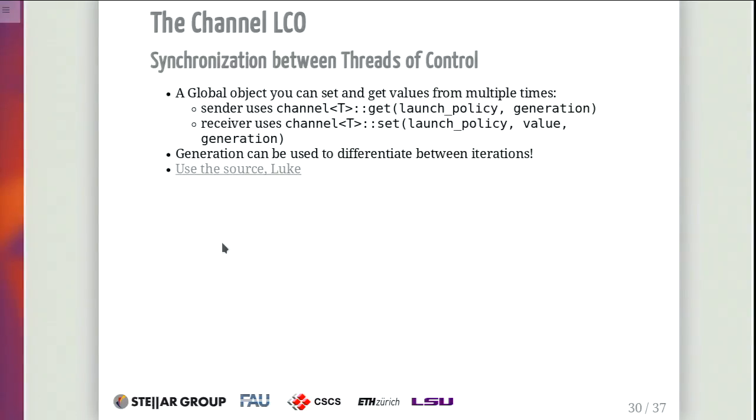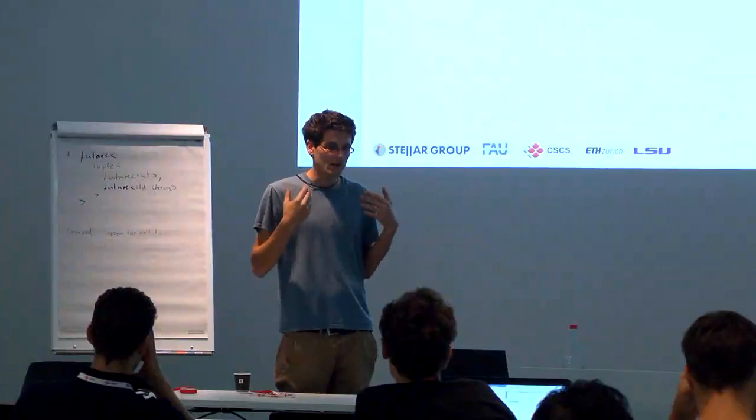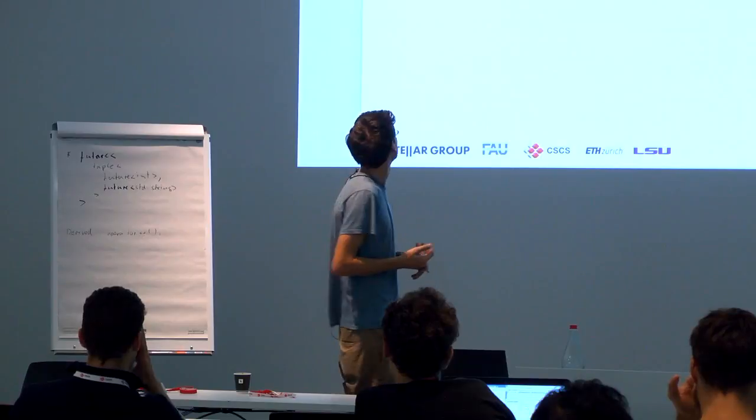Each time you set it, you set it with a value and a generation. This setting buffers it, and it buffers it until you get it again. You get it with the same generation, and that's how you would do your neighborhood synchronization. So you set the boundary on one node, and you get it on another node, and this might even happen between different processes. So you can set it multiple times and get a result multiple times back.